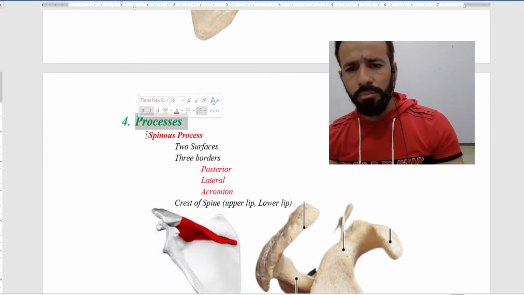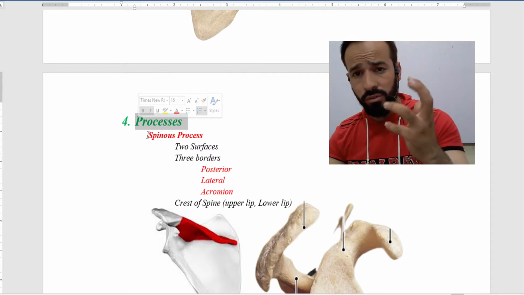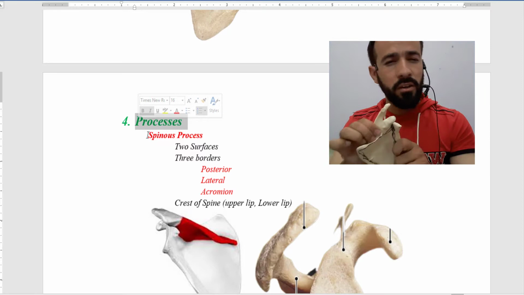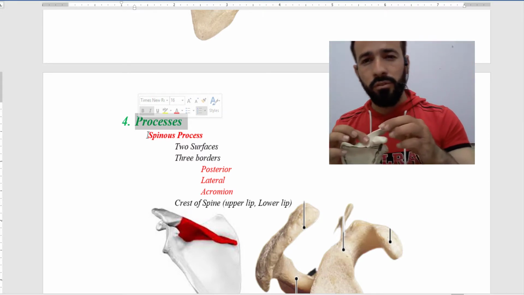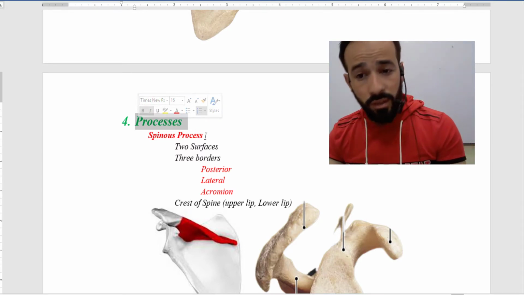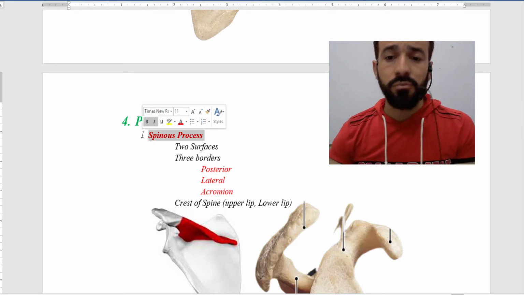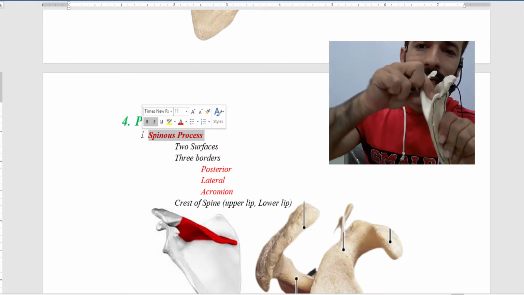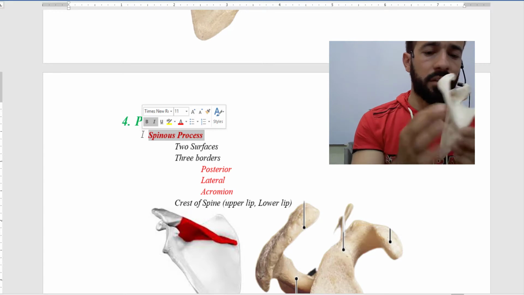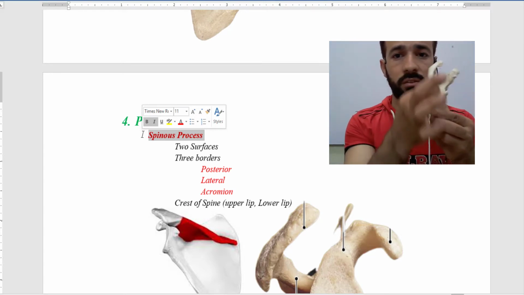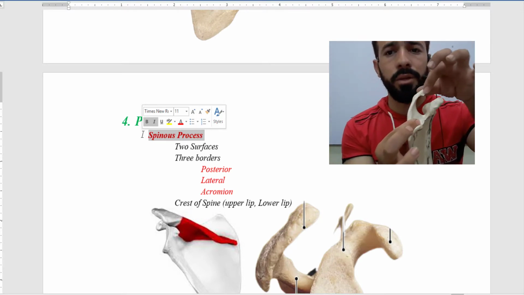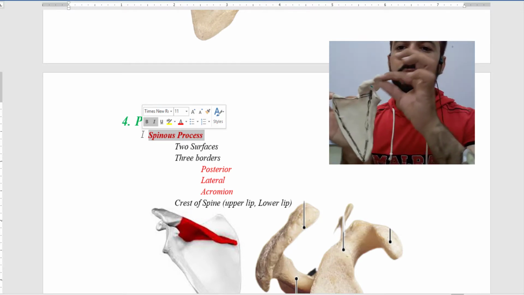Now let us see the processes of this bone. How many processes does this bone have? It has three processes: the spinous process, the acromial process, and the coracoid process. First, there is the spinous process. I'm holding the spinous process right now, and it is present on the posterior surface. Here is the acromion process, and this is the coracoid process.